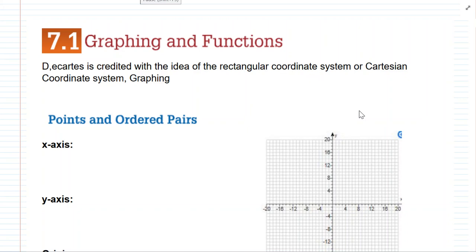Okay, we've completed our last chapter 3 of Unit 1, and we're starting Unit 2. Okay, so let's write that down. In Unit 2, we're talking about, first, a little bit about graphing.